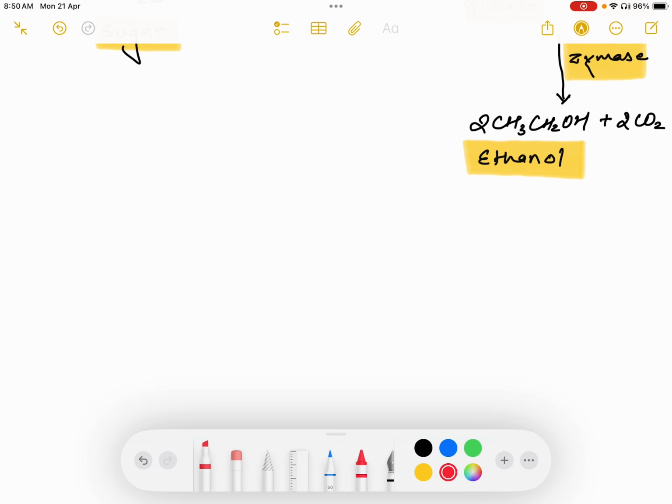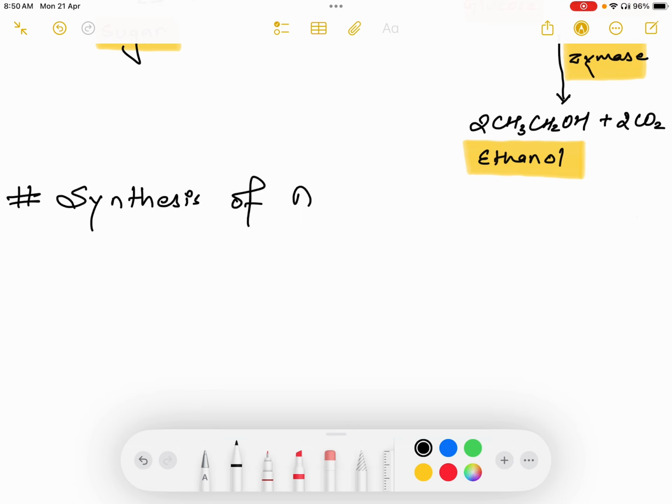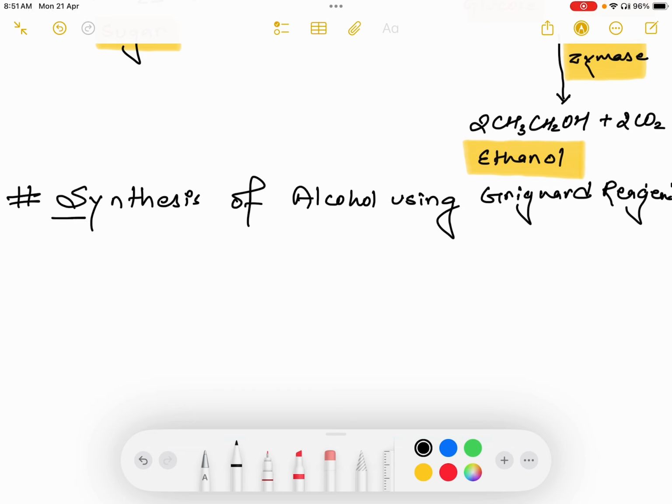Synthesis of alcohol using Grignard reagent. All these questions are the most important ones. These are repeatedly asked in most of your exams.